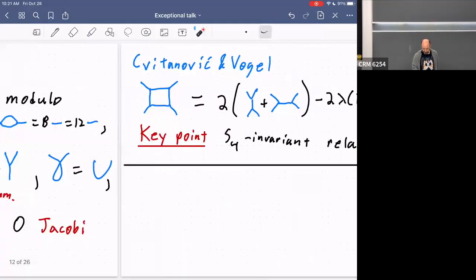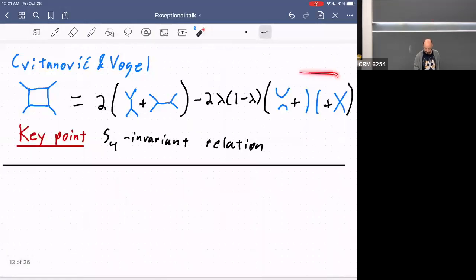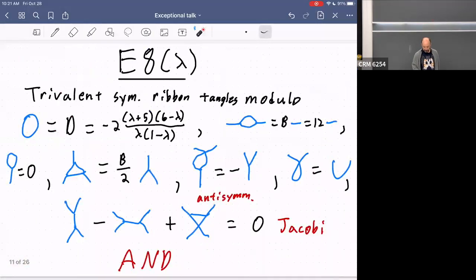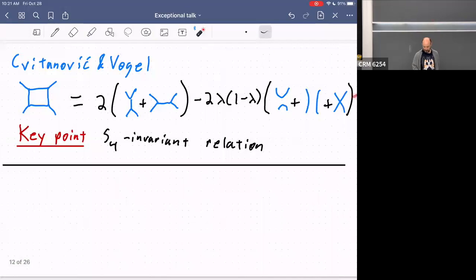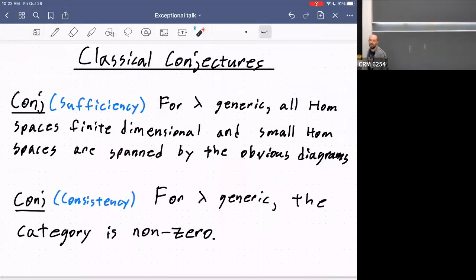So this was a definition. Take trivalent symmetric ribbon tangles modulo all of these relations plus this new one. Sometimes people call these Jacobi diagrams. So something mod these relations would be Jacobi diagrams, and it's Jacobi diagrams plus the Vogel exceptional relation. Okay, now we get to the conjectures. The conjectures are that what I just wrote down for you is a well-behaved category.